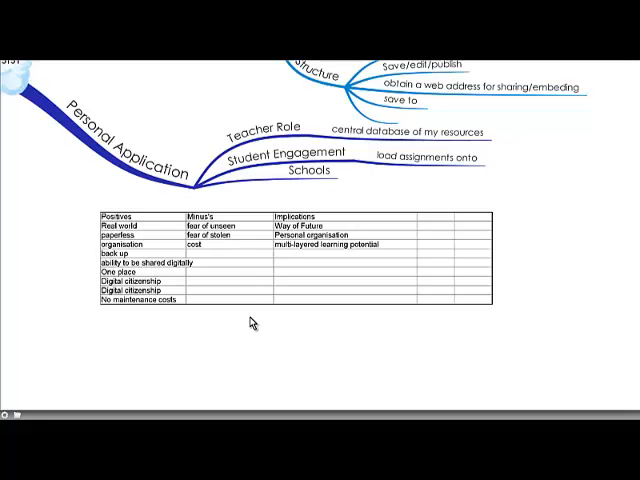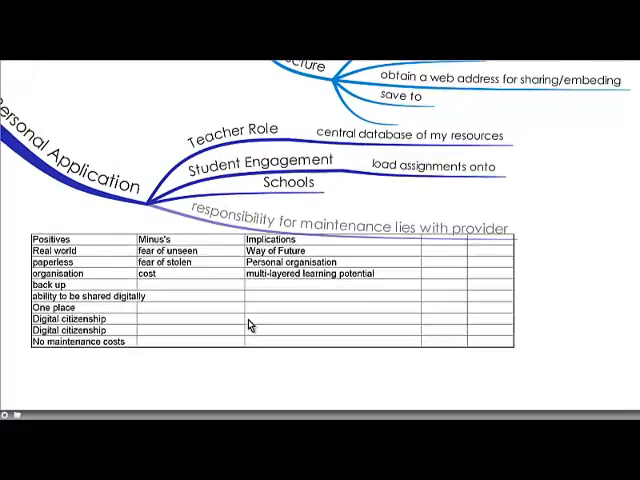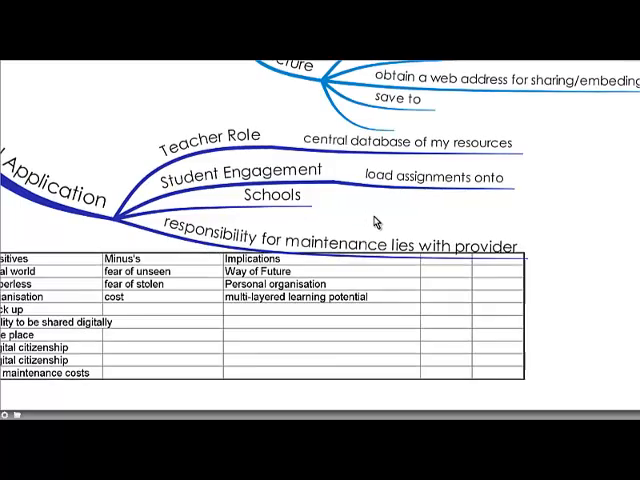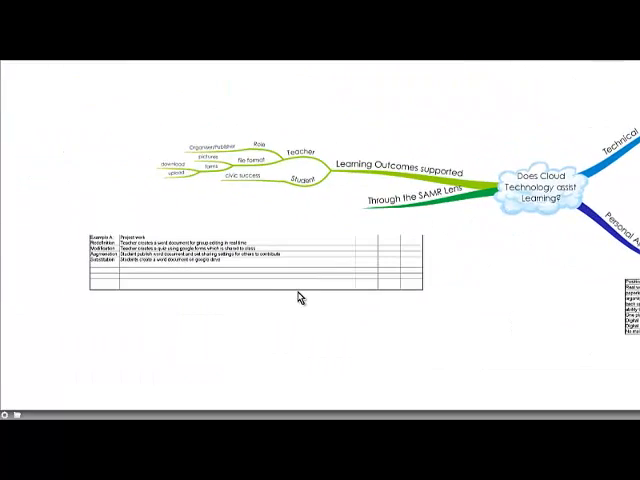Implications are that it's really the way of the future, with multi-layered learning potential and saving the planet through lack of paper. And the responsibility lies with the provider, as I said. So let's view this tool through the SAMR lens. Well, students could create a Word document on Google Drive. Then they could publish that and set sharing settings for others to contribute on Google.